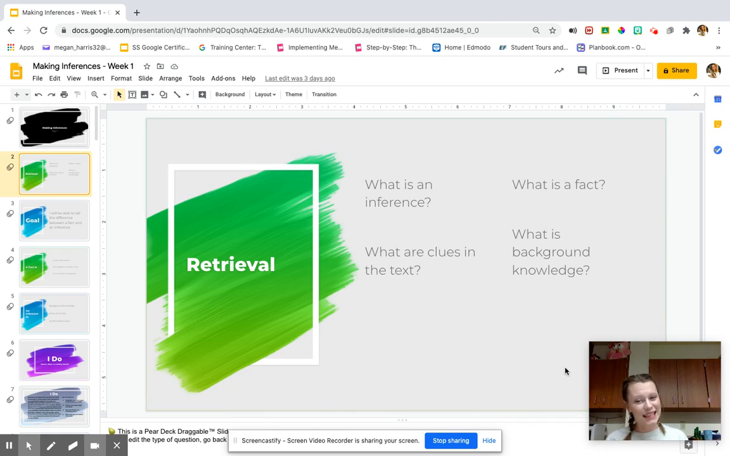What about clues in the text? What do I mean when I say clues in the text or text clues? What about background knowledge? What do I mean when I say use your background knowledge? I want you to think about those 4 questions that you're seeing on your screen, and ask yourself, do I know what those things are or not? And it's okay if you don't know the answer, right? That's why we're doing our review today. But if you do know the answer to those questions, we're going to use them today to help us. So let's go over it.